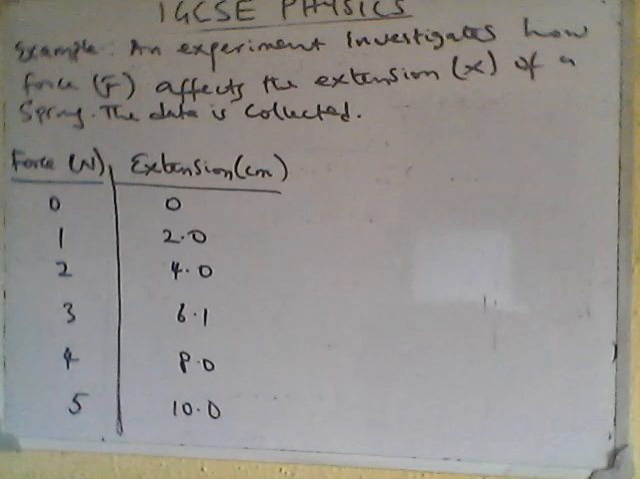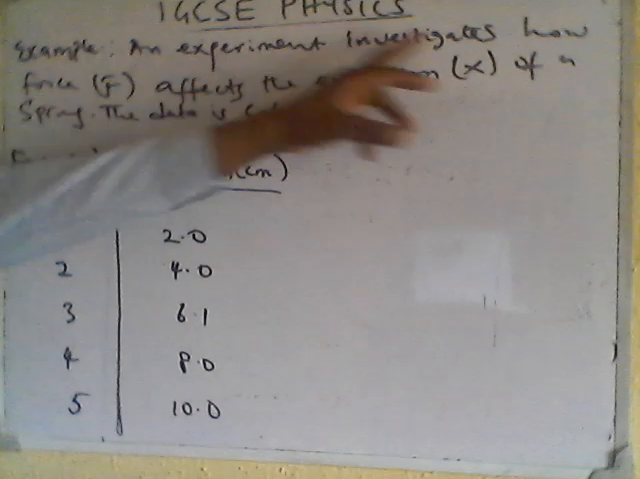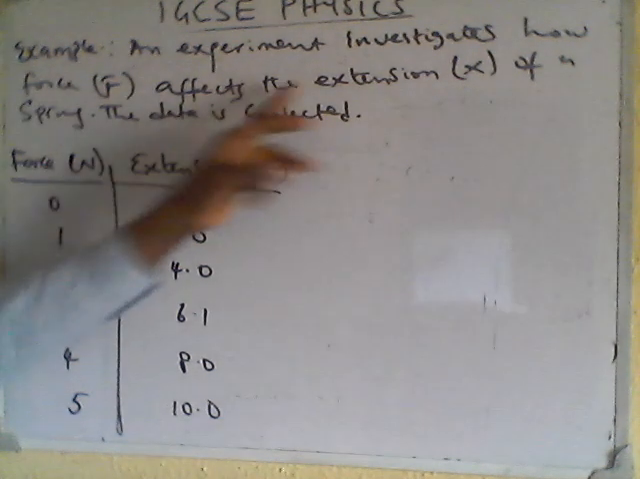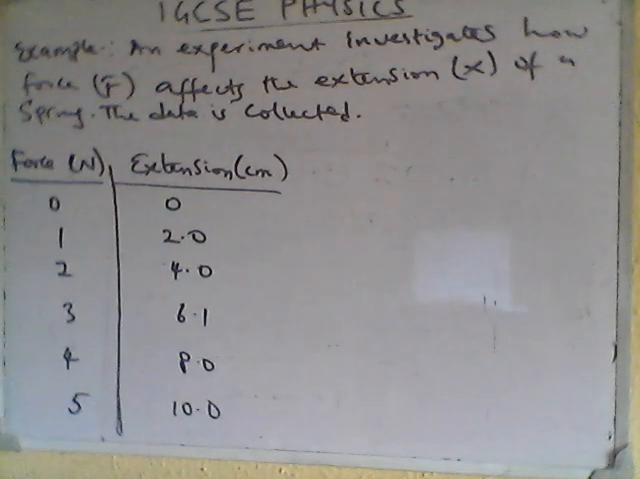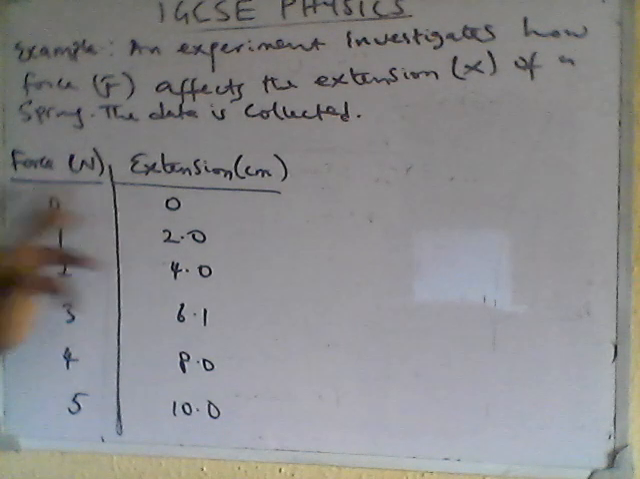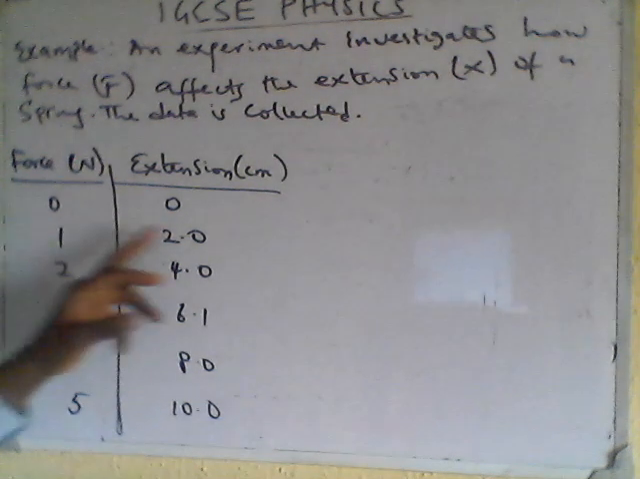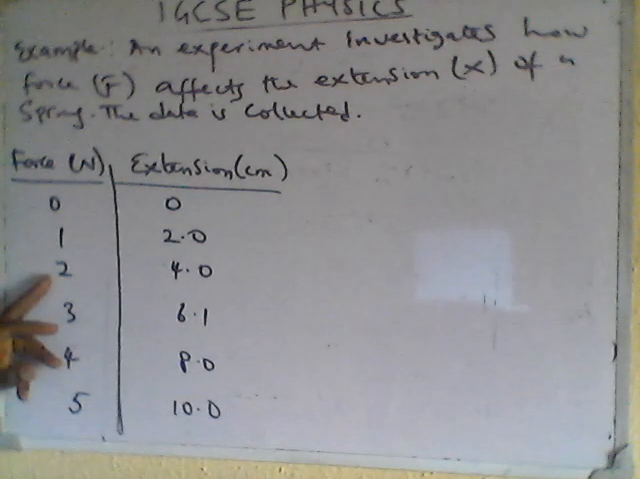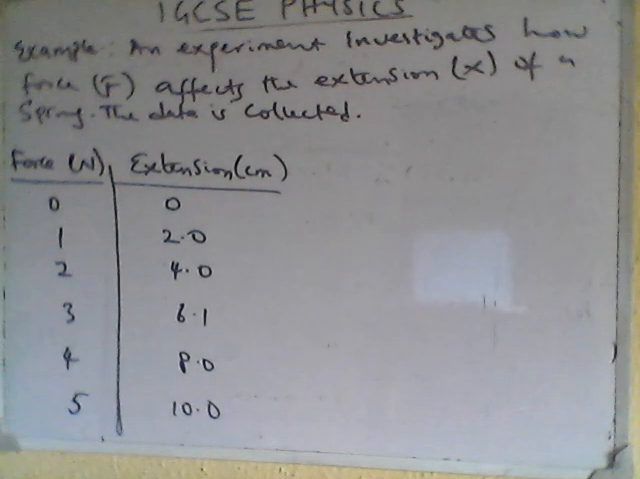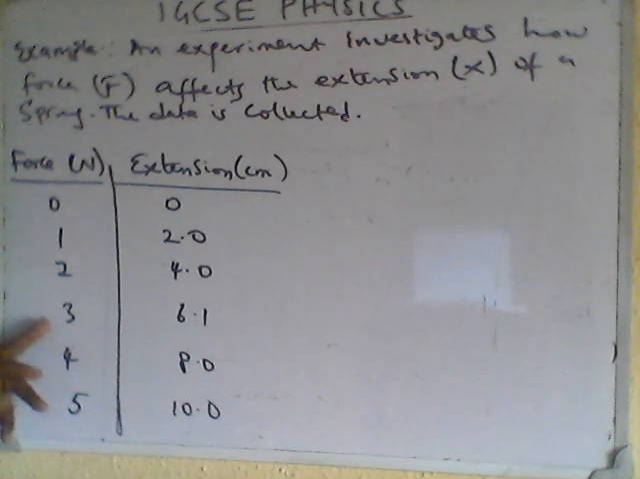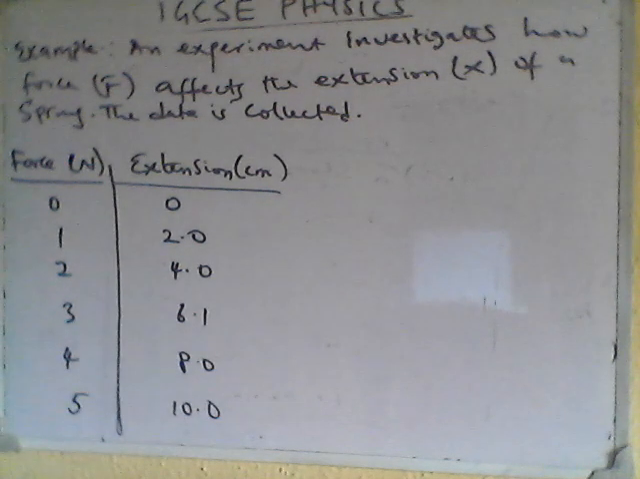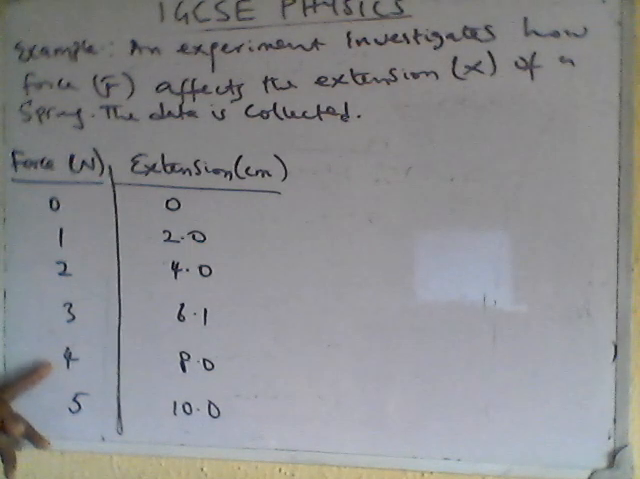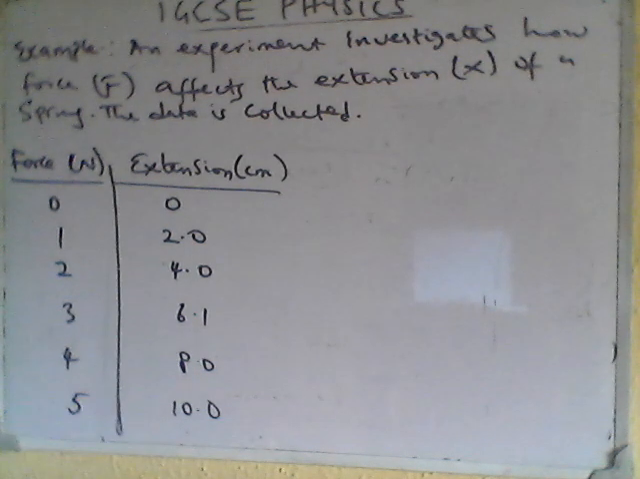Okay, so we're going to attempt this example on the board. It says an experiment investigates how force F affects the extension X on a spring. The data is collected below. Force is 0, extension is 0. Force is 1 Newton, extension is 2.0 cm. Force is 2 Newton, extension is 4.0 cm. Force is 3 Newton, extension is 6.1 cm. Force is 4 Newton, extension is 8.0 cm. And force is 5 Newton, extension is 10.0 cm.